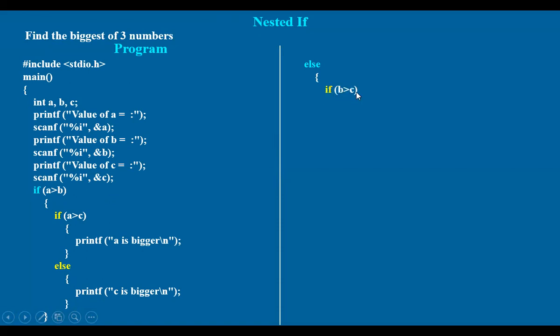So here comes another if statement. If B is greater than C, B is bigger, obviously, because here in this case, when it is false, B is bigger. So when it has come here, B is bigger, and B is also bigger than C. So compared to A and C, B is bigger. We are writing that here. Else, what happens? C is bigger. So this is the way of using nested if statements.